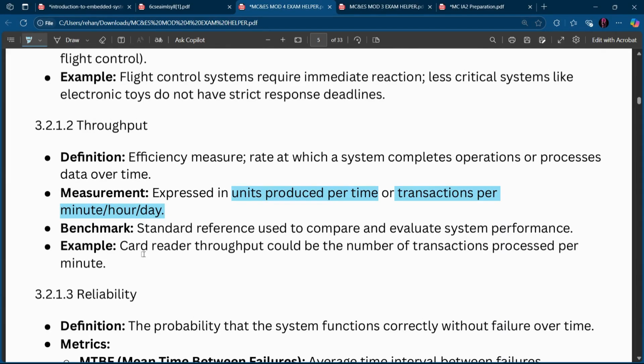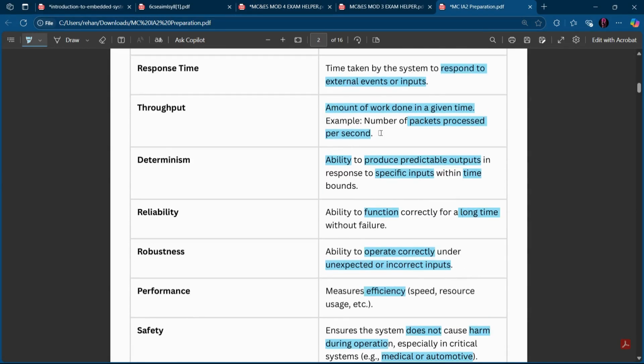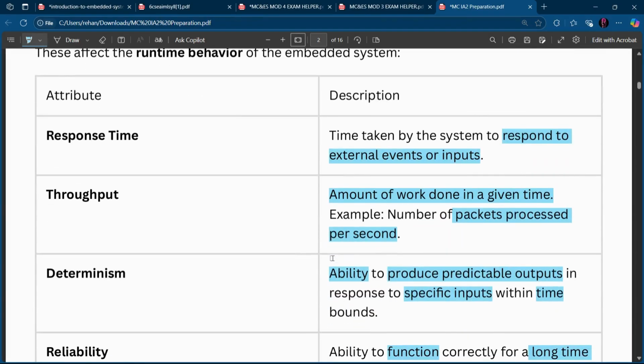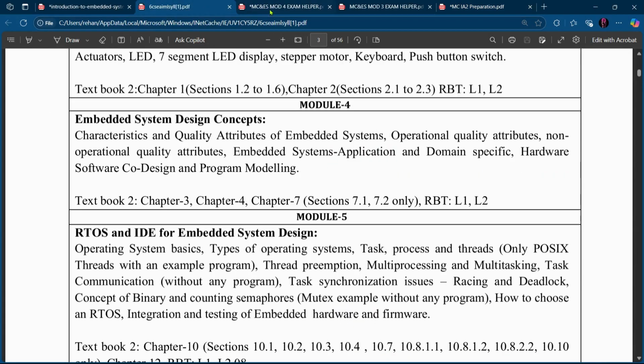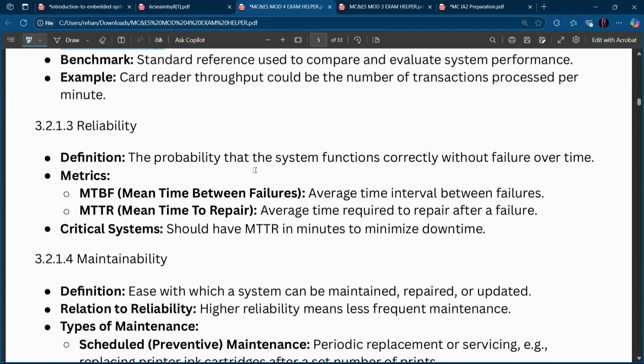Reliability. In throughput also, you can simply say it is the amount of work done in a given time, for example the number of packets processed per second. You can also use this example for your definition or explanation. Reliability is the probability that the system functions correctly without failure over a period of time.